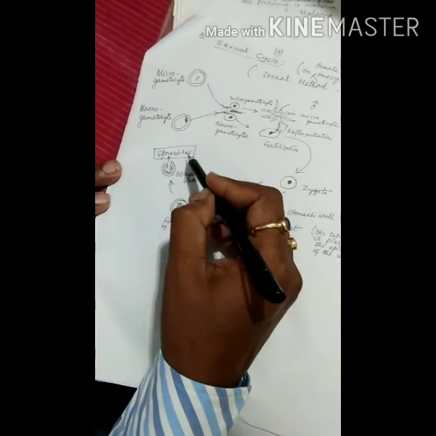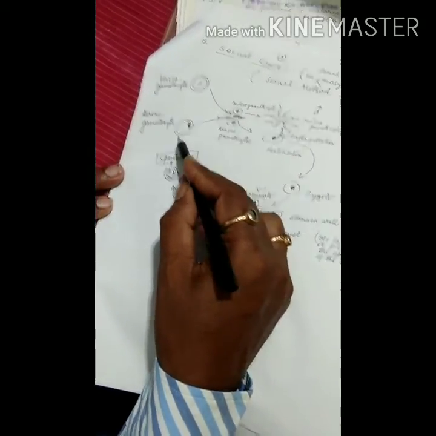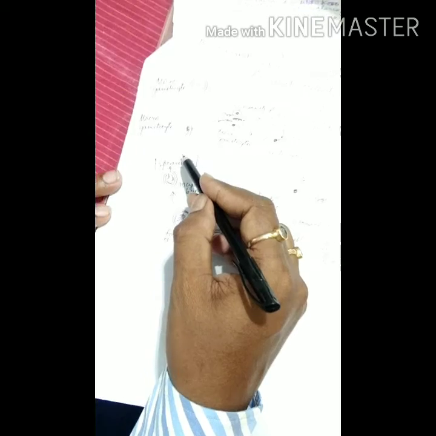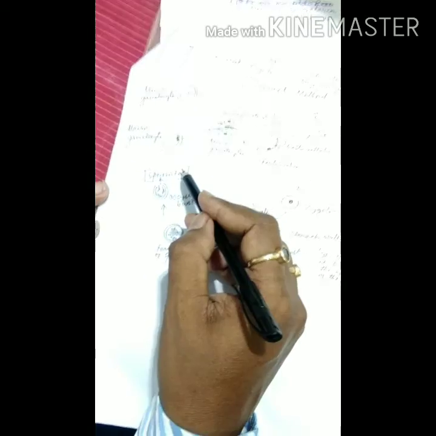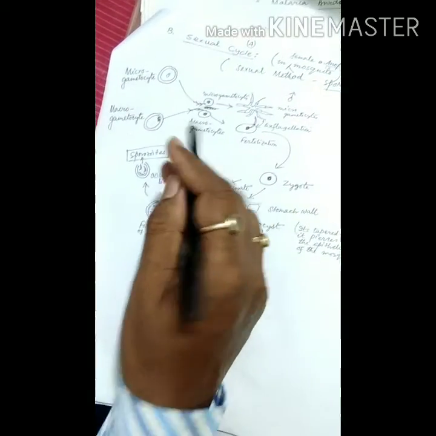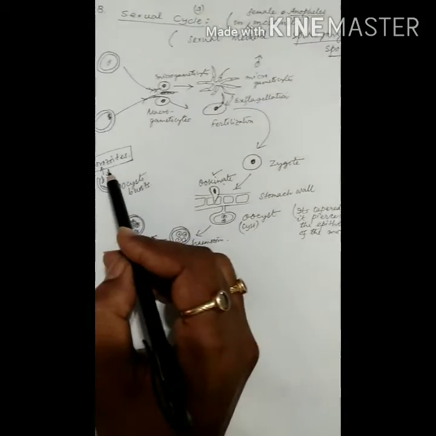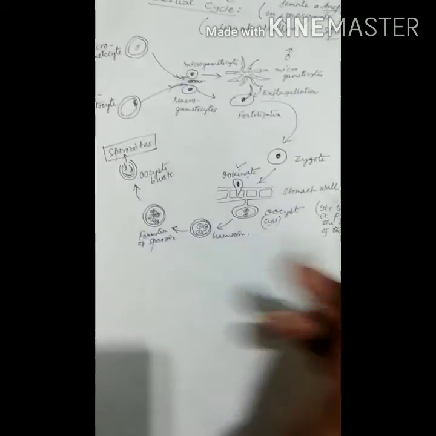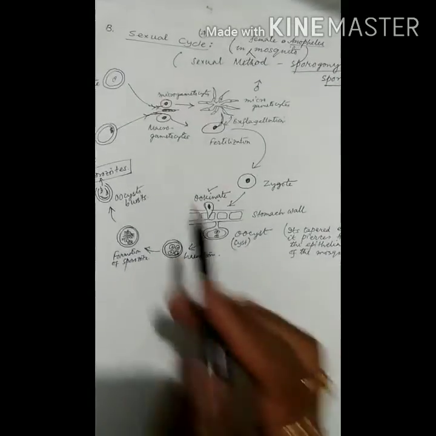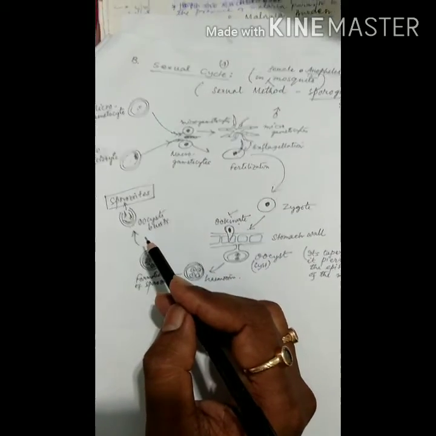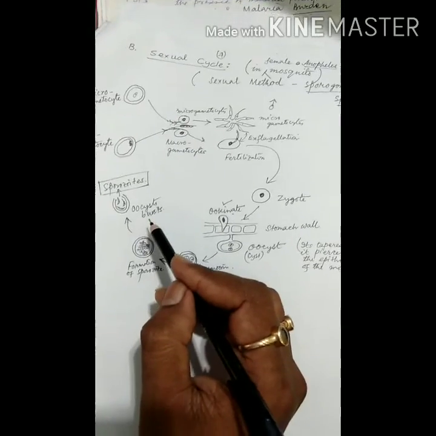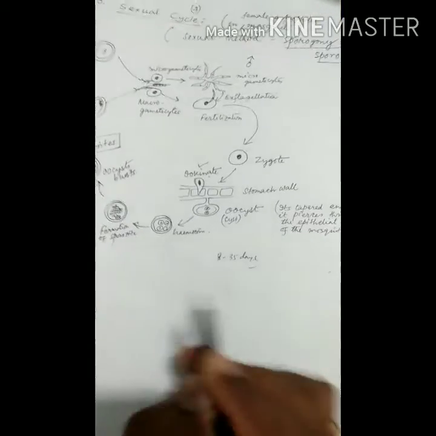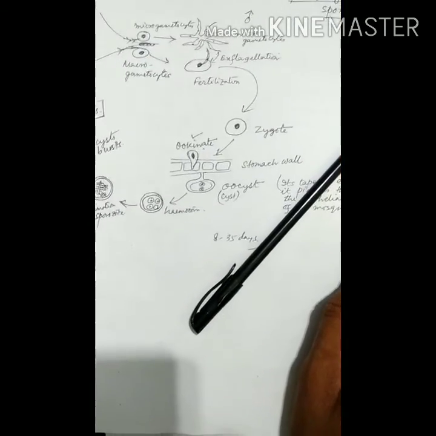The sporozoites then migrate to the salivary gland of the mosquito, ready for inoculation into the healthy human body during feeding. The development in the mosquito takes about 8 to 35 days. This completes the sexual cycle.